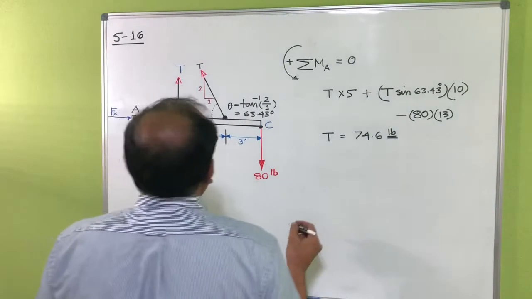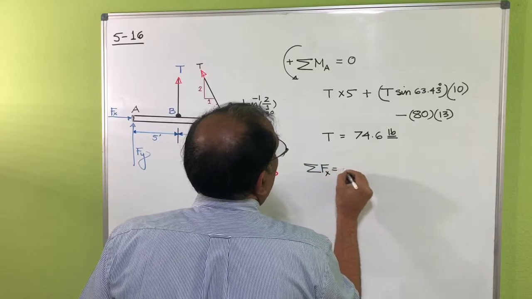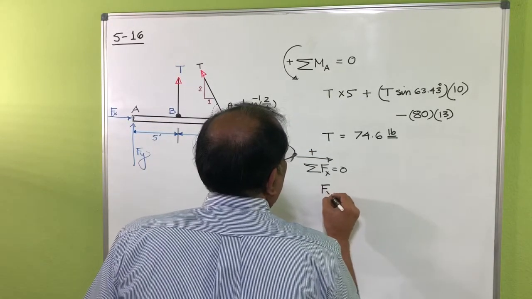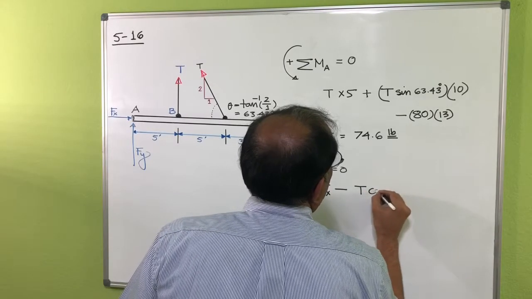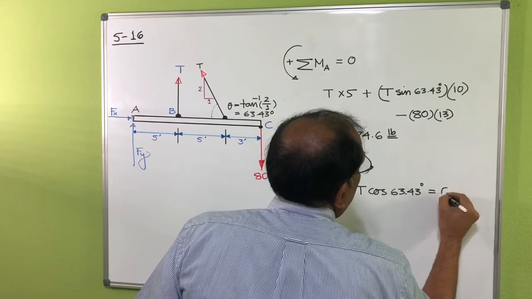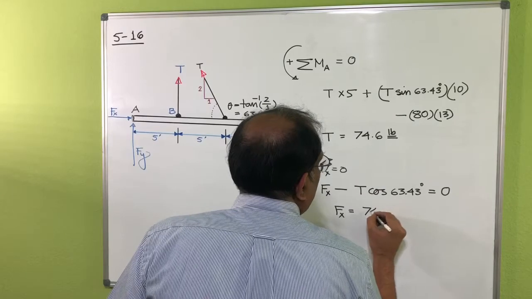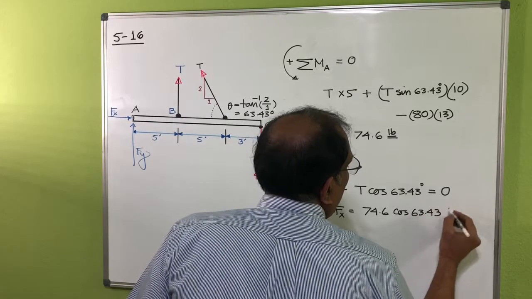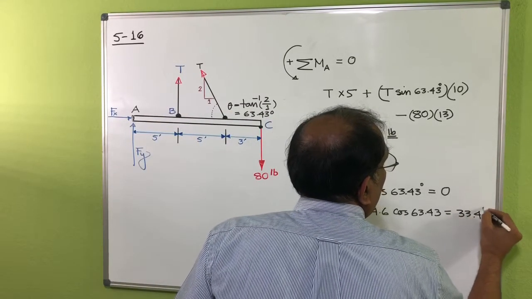Okay, now once you get this one, you can find out Fx and Fy quite easily, because you can take the summation of force in x direction and summation of force in the y direction. So let's say summation of Fx equal to 0. So this is Fx minus the component of this one, which is T cosine 63.43, that's equal to 0. So your Fx equals T, which is 74.6, times cosine 63.43, which is basically 33.4 pounds.